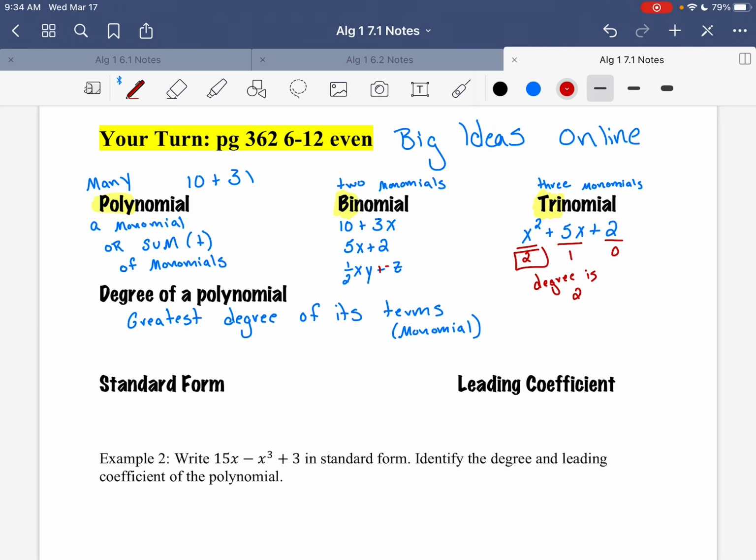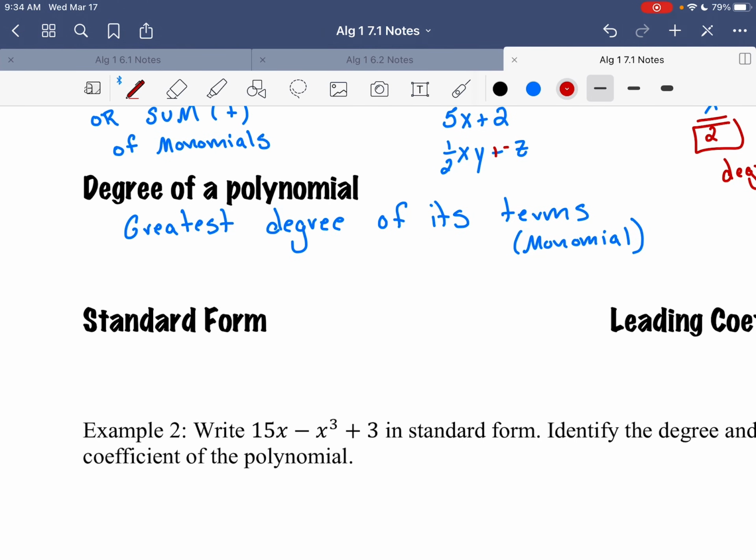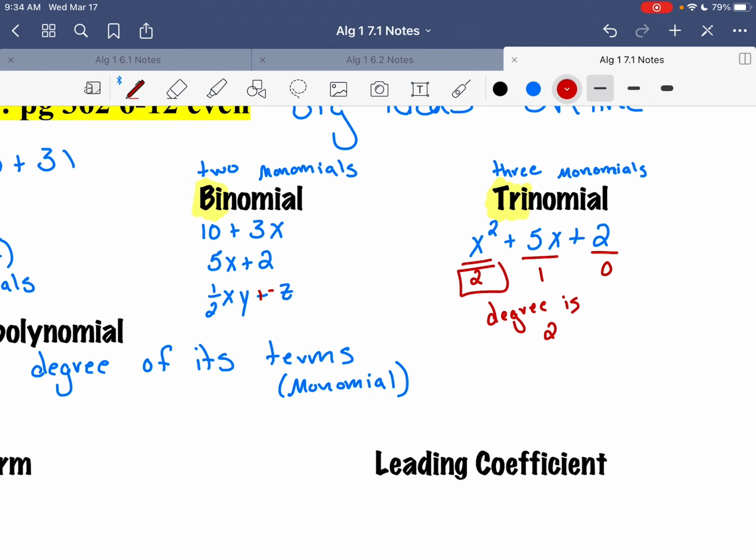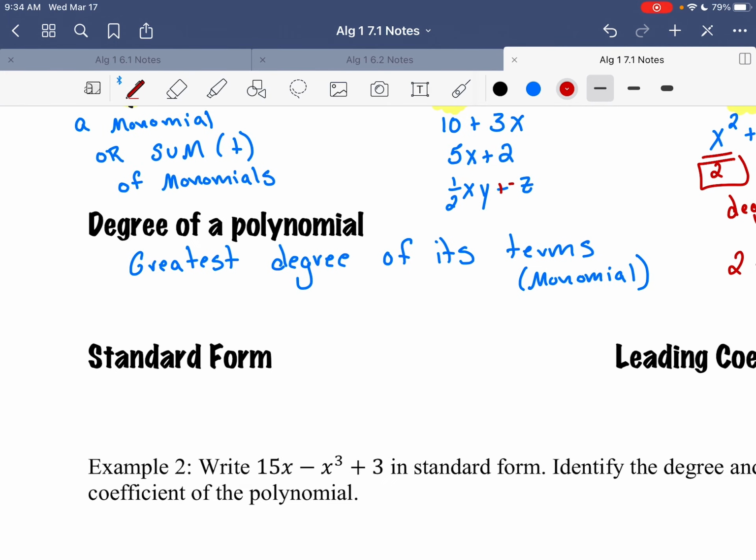We like to be able to compare polynomials, and it can get confusing if we're all writing them in different orders. Like if I was to write this in a different order, maybe put the 2 first and then the x squared and then the 5x, because we know we can add in any order. So we have something called standard form. It's really just a way to easily compare polynomials.